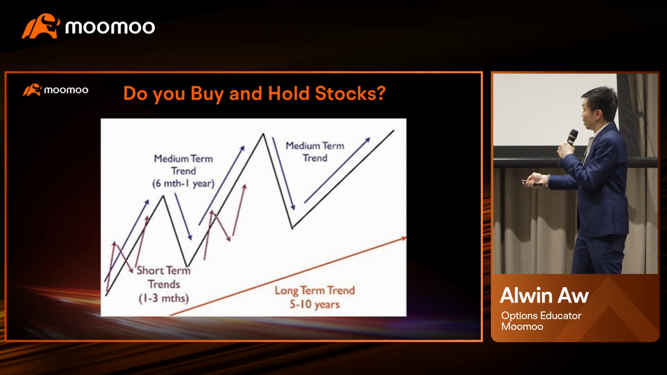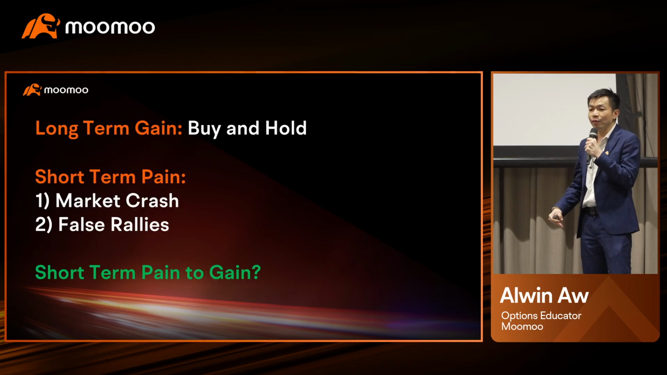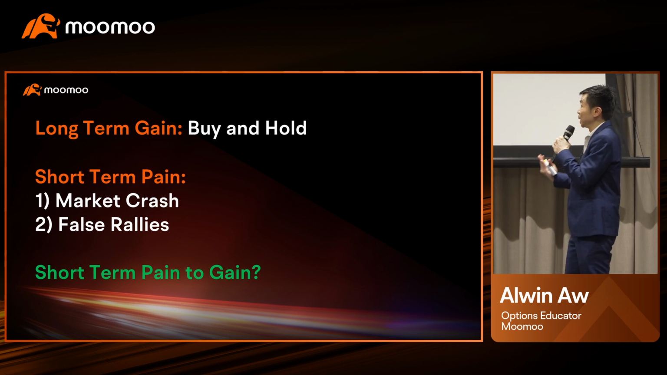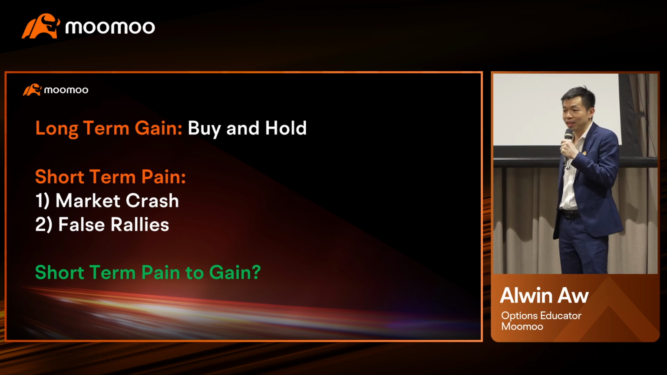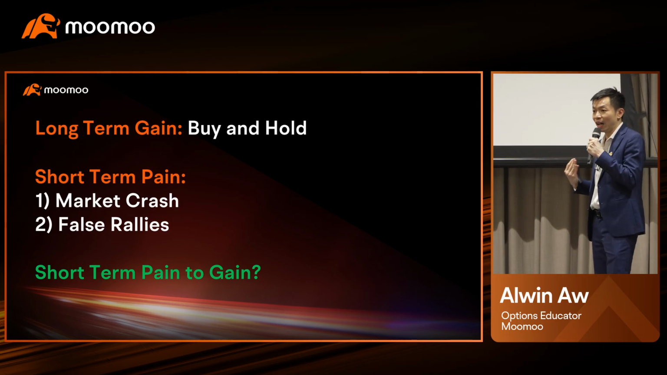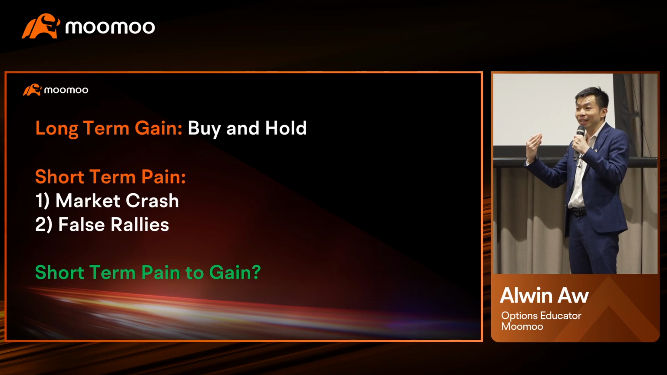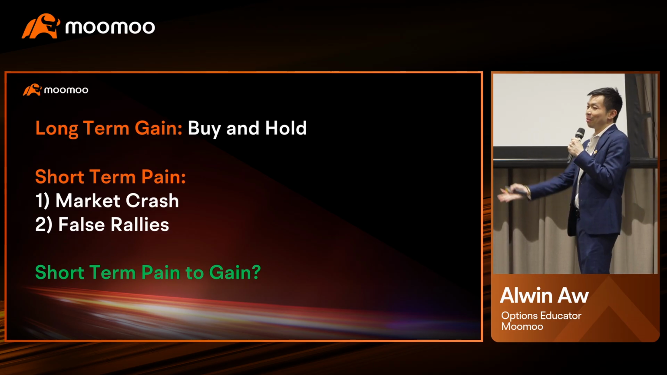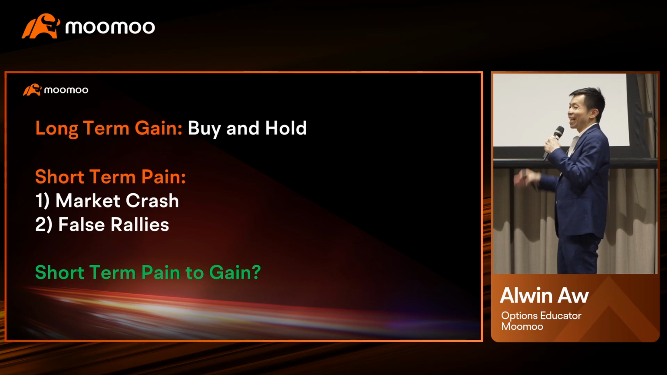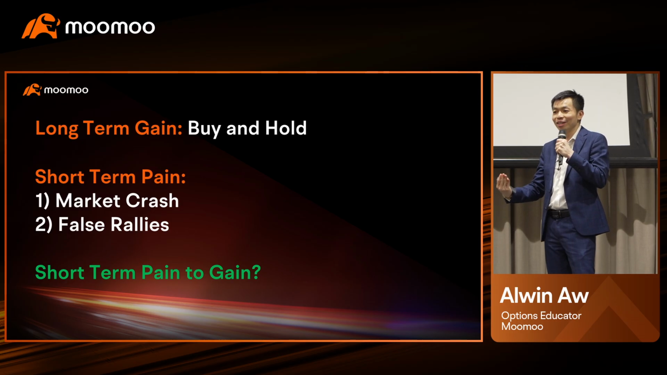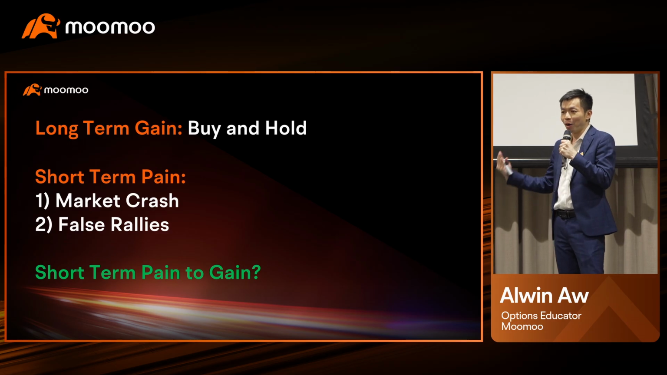So of course, when the market goes through this kind of cycle, we experience pain as an investor. It's called a market crash, and also the forced rally. It goes up suddenly, it reverses, can be 90 degrees, 180 degrees, and everybody is wondering, oh my God, whatever profit, I give back to the market. So this kind of short-term pain, how can we overcome it or turn it into a gain? That's where options come in.